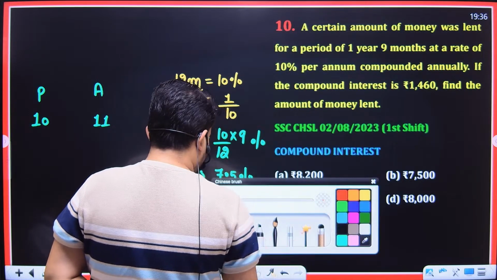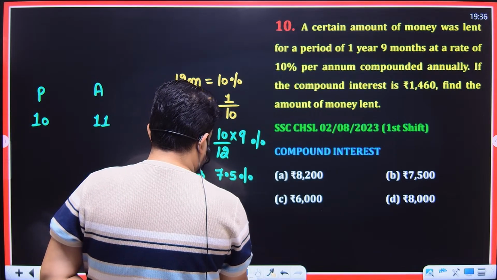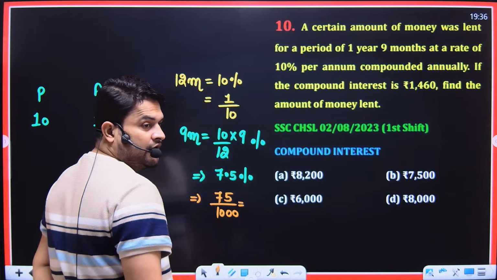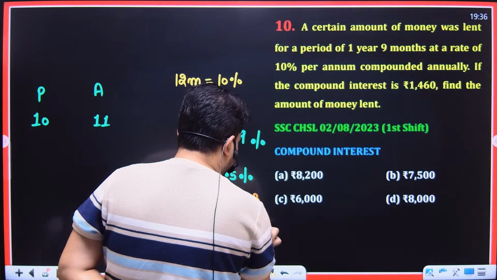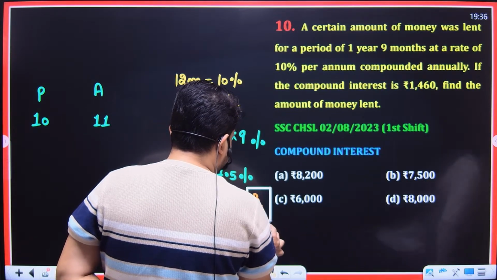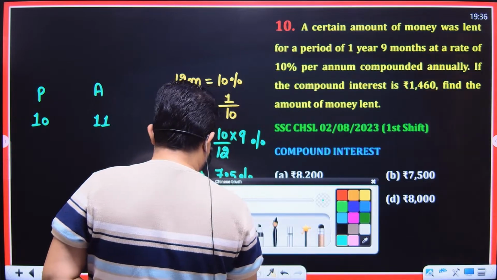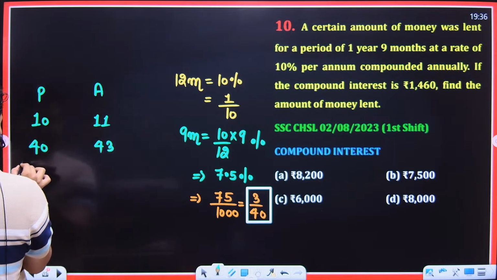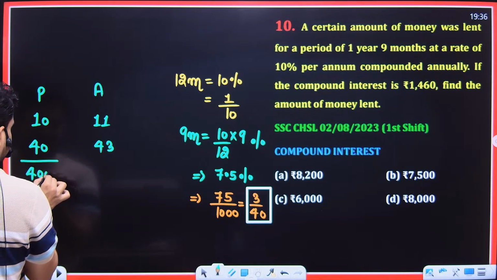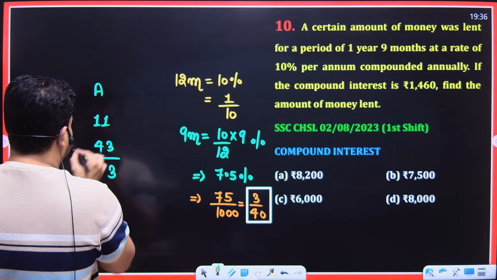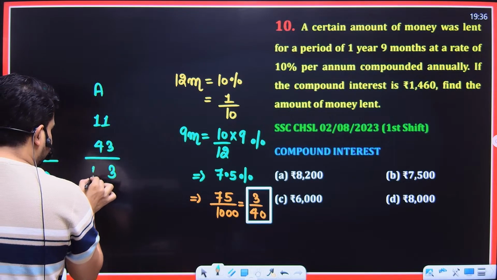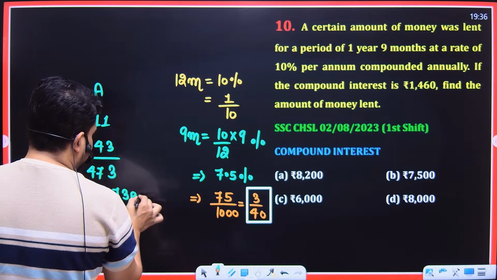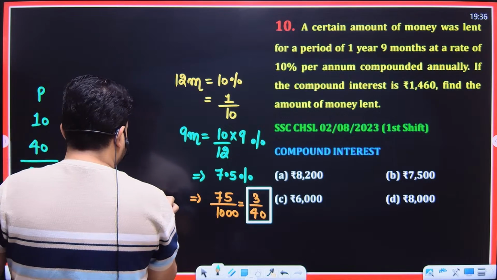If I want to write the fraction value of this 7.5%, I have to divide it by 100. This one will be equal to 25 times 3 and 25 times 4. It means 3 by 40 is the fraction value here. It means if I have rupees 40, then it will become 43. So I have to multiply them. If my principal is 400, then my amount is 11 times 3 is 33, 11 times 4 is 44 plus 43 is 47. So this one is my compound interest. 73 points is my compound interest, which is equal to 1460.